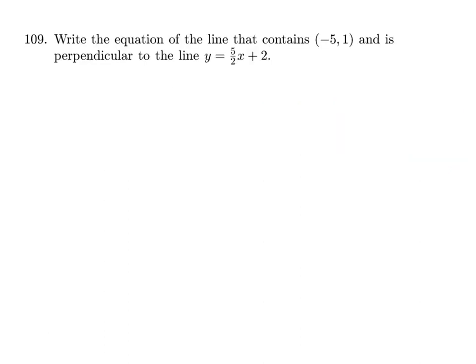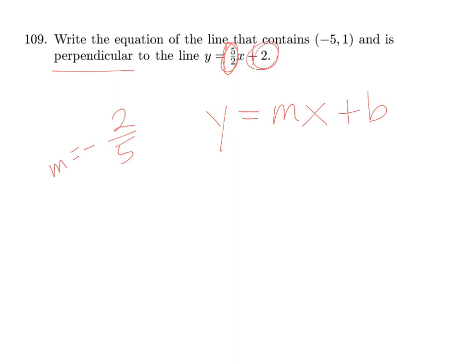Write the equation of the line that contains this point and is perpendicular to the line. Okay, so perpendicular means that I take this slope here, I flip it, and I make it negative. All right, that's the slope I have to work with. So standard equation of a line is y equals mx plus b, slope-intercept form. Now make sure you don't use this b. Do not use that. That's why we have the point here. This helps us figure out the b that we need.